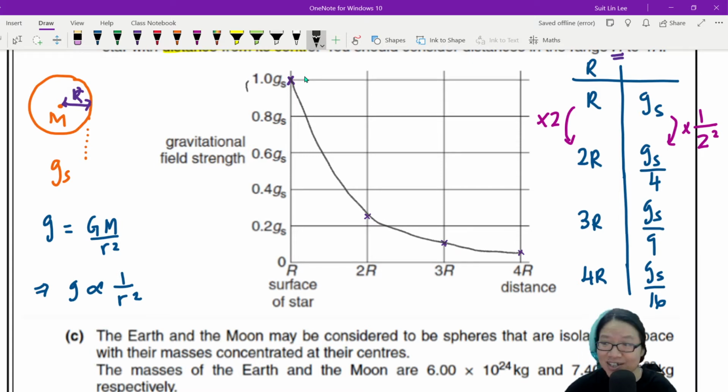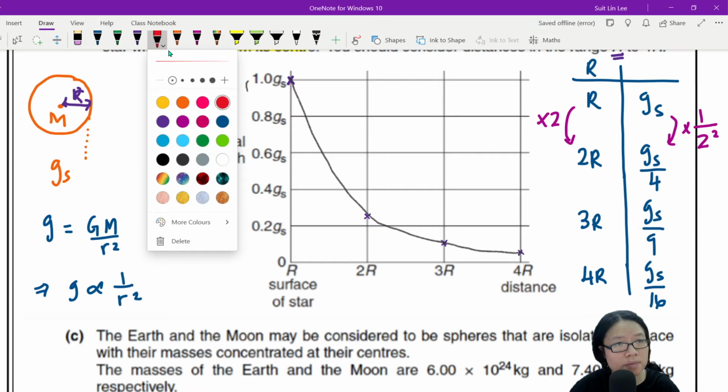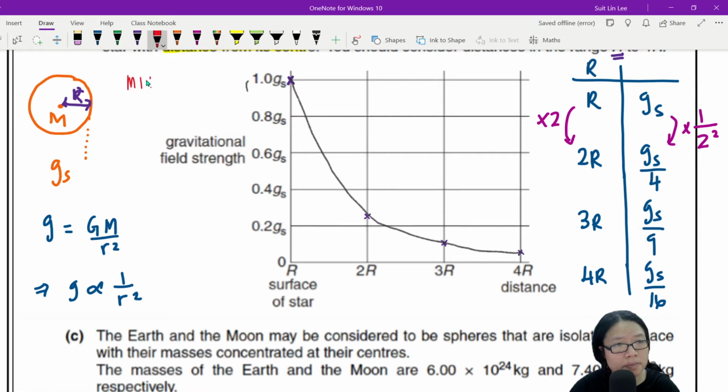How many marks, you may ask? This is actually 2 marks. I'm going to change this to red. 1 mark is for the shape, and the other mark is for the curve passing through the correct coordinates.